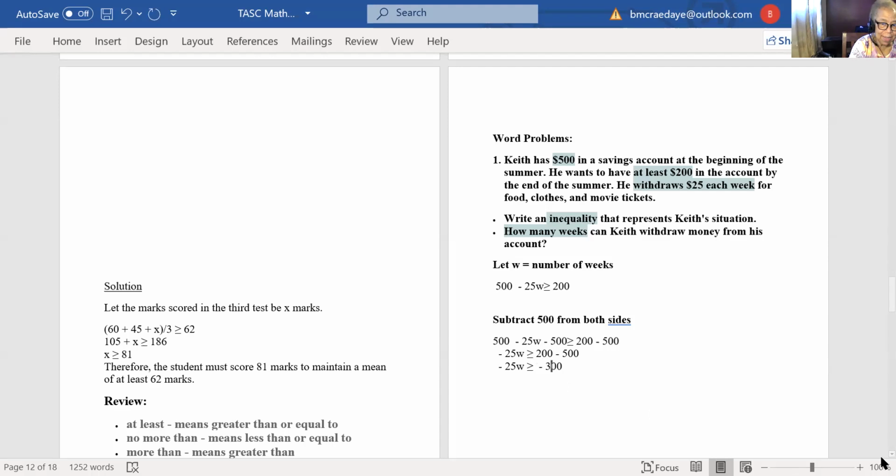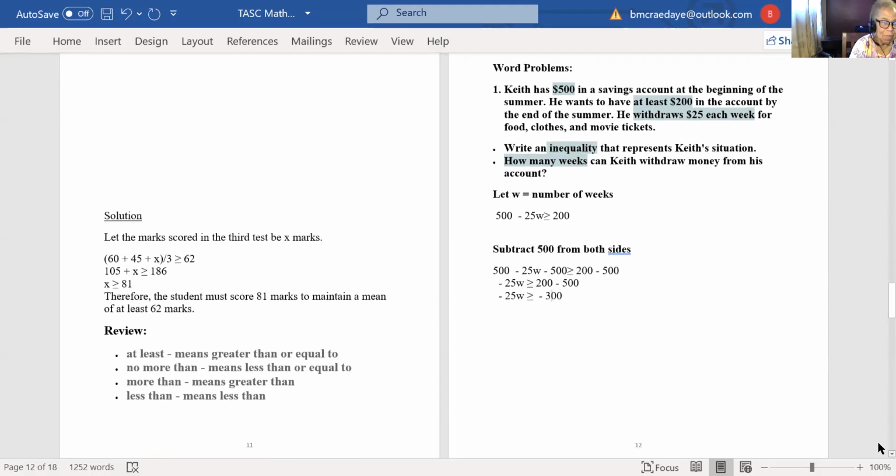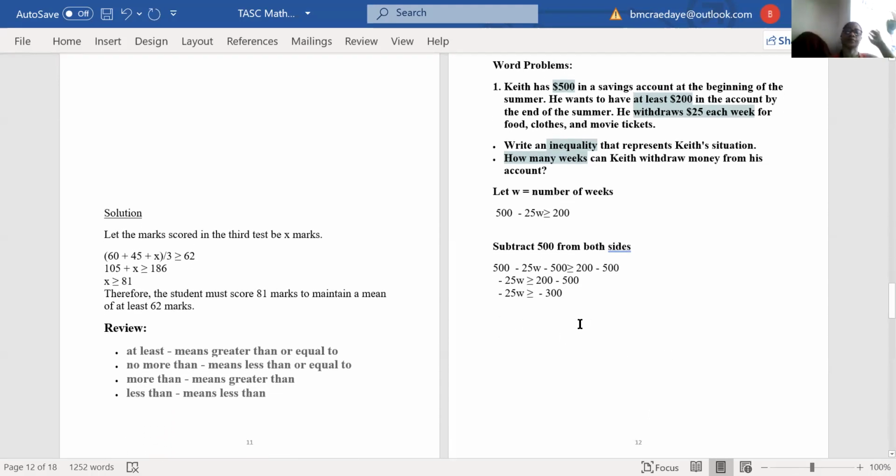Then what is your next step? You're trying to find W. What's your next step? We're solving for W. So what do we do to both sides to get W? Because we're solving for W, what we do on one side, we do on the other side.